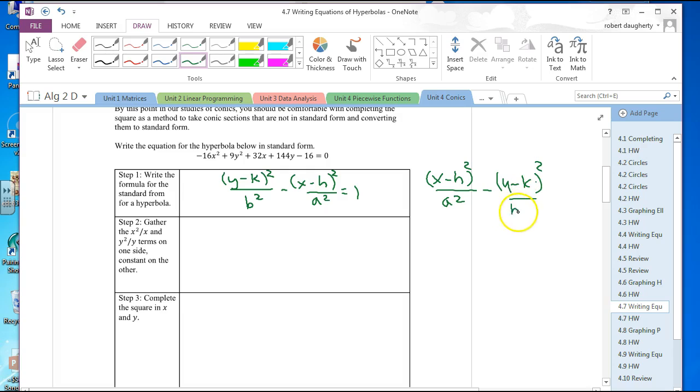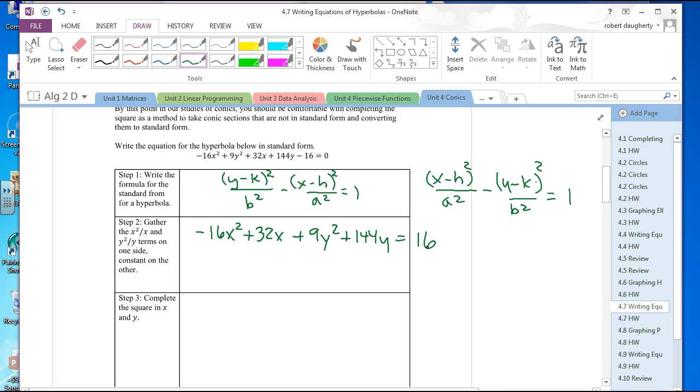And I would just get in the habit of writing this down as often as you can. That way you don't have to worry about memorizing this formula. If you're always writing it down, it just becomes part of your muscle memory. So let's get all the x's and y's together and the constant on the other side. So negative 16 x squared plus 32x plus 9y squared plus 144y equals 16. Okay.